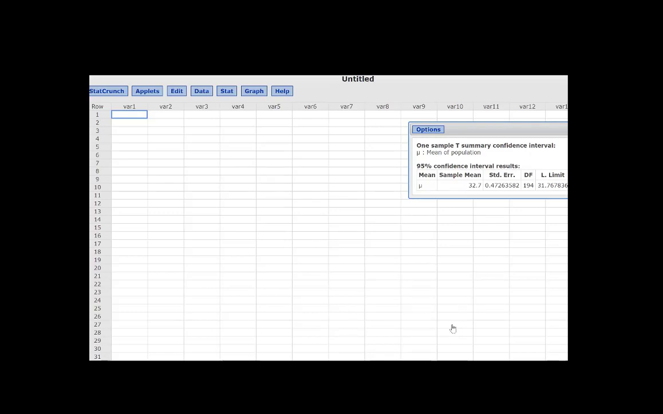So let's think about this, and I want to go back and see what this is going to do. So my sample mean is my estimate, and then I have my upper limit and my lower limit. So what I have is, I'm going to say that the true mean is somewhere between 31.7, because it went out one decimal place. It'd be 31.8 and 33.6. So let's look at that.